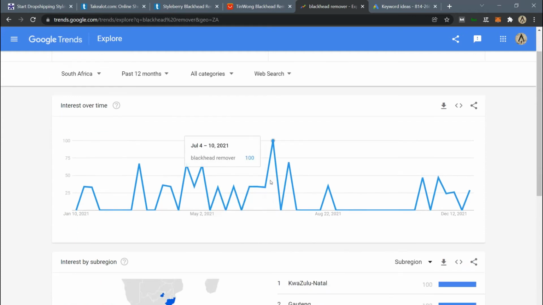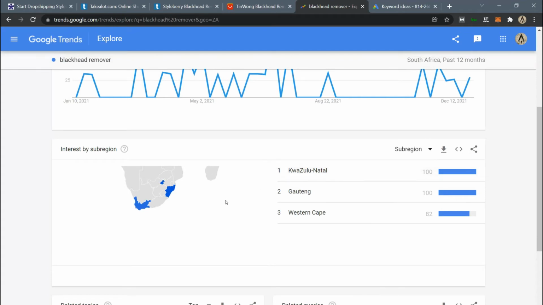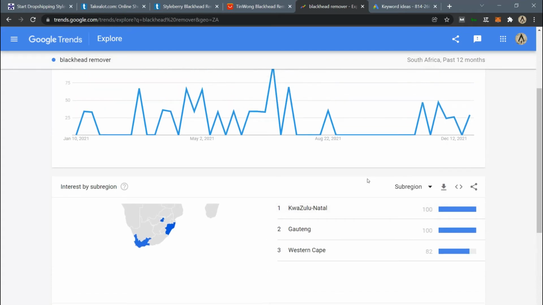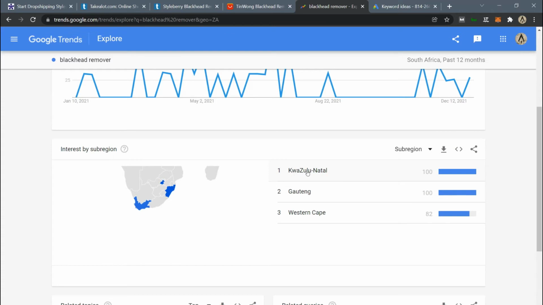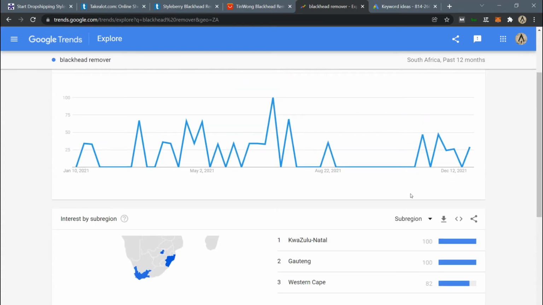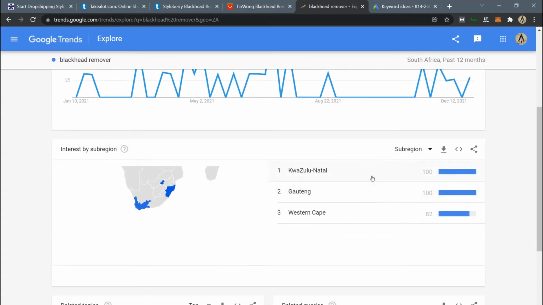Now we can see there was a breakout to 100 between July 4 and 10, and now it's moving up again. So we can see here it's not as high as we want it to be, but we can see who the main provinces are that are actually looking for this product. So KwaZulu-Natal, definitely 100. There are a lot of people in KwaZulu-Natal looking for this product, and Gauteng and Western Cape.